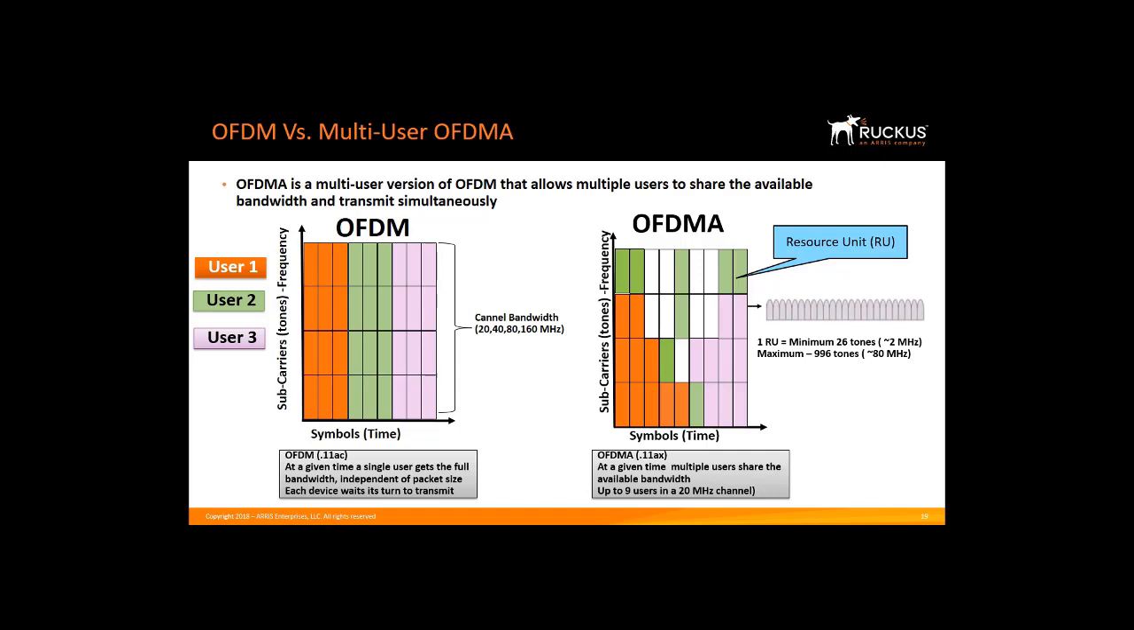Think of a delivery truck that can only send a package to one house at a time prior to 11ax, versus that same truck able to carry multiple packages to multiple houses, which is 11ax.